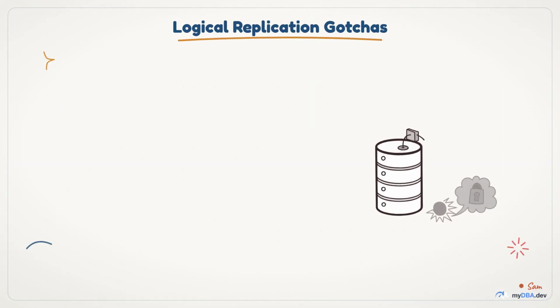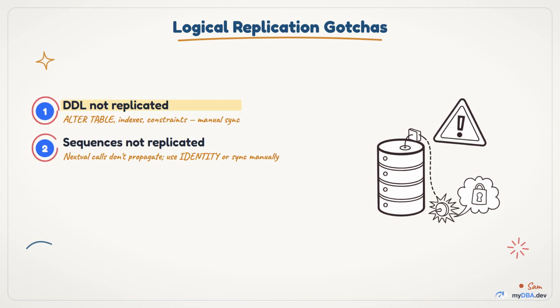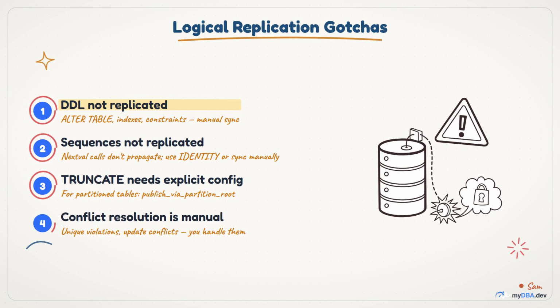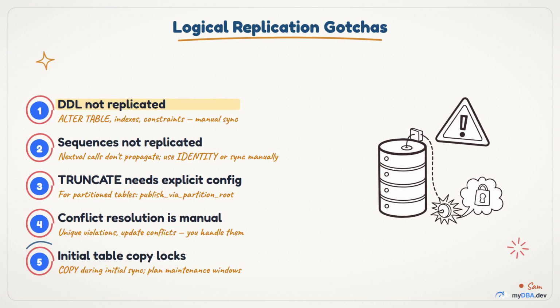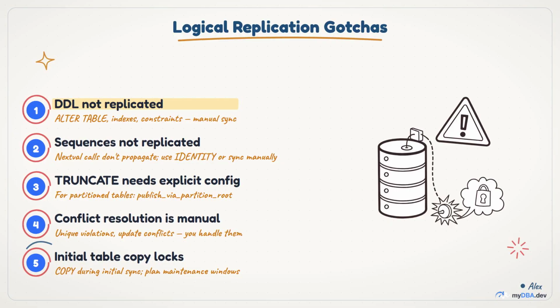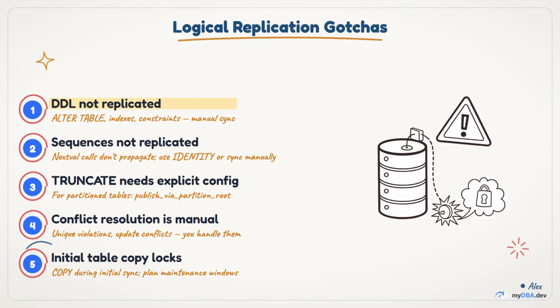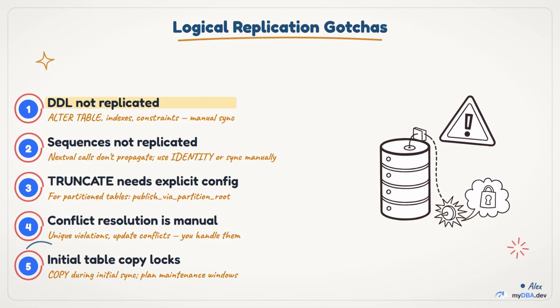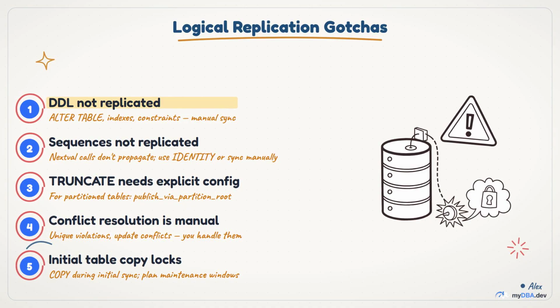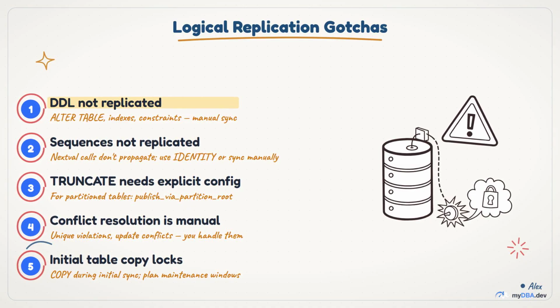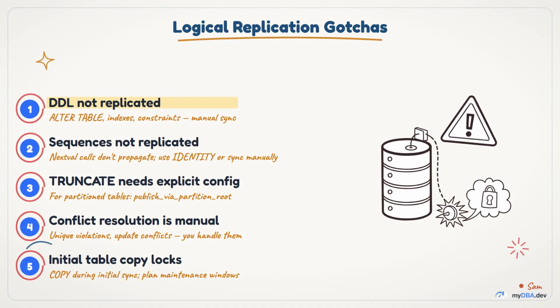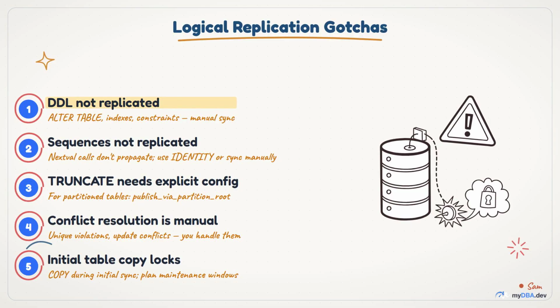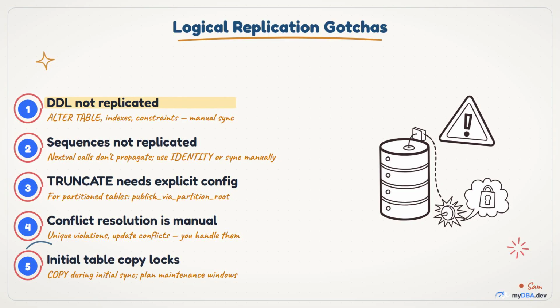Here's where logical gets tricky. DDL isn't replicated automatically. If you add a column or an index on the publisher, you have to apply it manually on the subscriber to keep schemas in sync. Sequences are another gotcha. Nextval calls don't replicate. So if you're using plain serial columns, consider using identity columns or sync sequences manually to ensure consistency. And if you write to the subscriber, you're completely on your own for conflicts. A duplicate key or a missing foreign key row will stall replication until you fix it by hand.